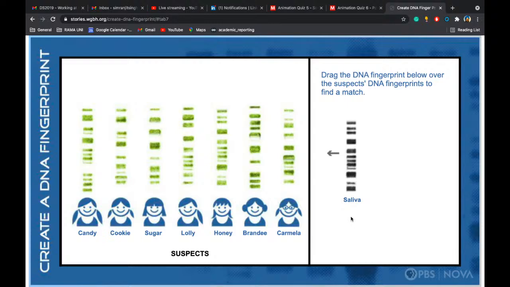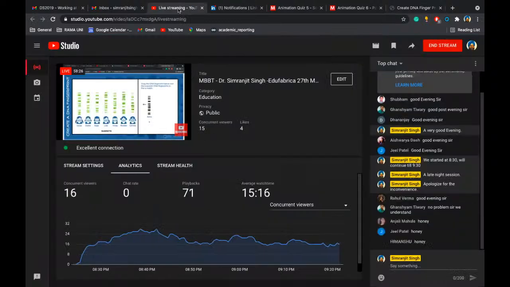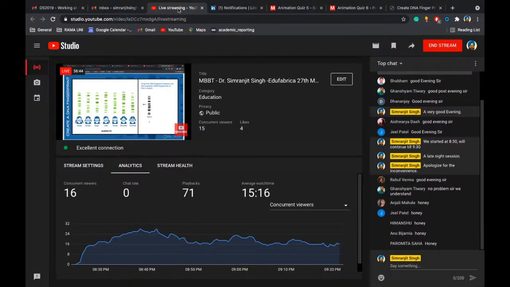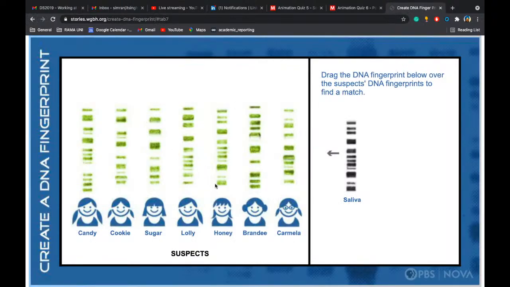So we can maybe see from these three big patterns. This one is big, this one is big, this one is big. So where can we see these three big patterns? I think Honey. Is it Honey? Yes, it's Honey. Honey is the culprit. She was the one who had taken that lollipop and tasted it.